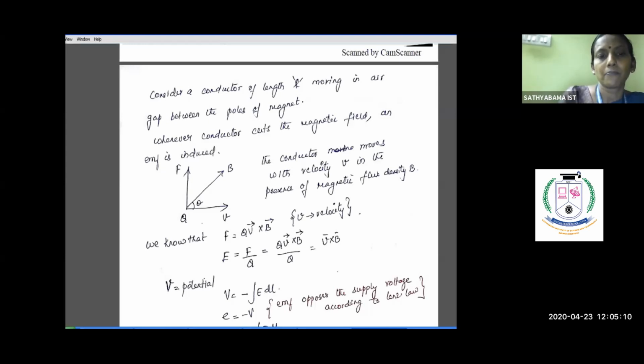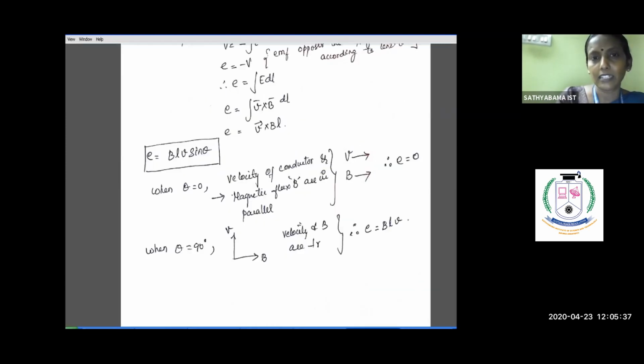Q stands for your charge. When the charge is moving with velocity V in the presence of magnetic field B, a force is developed. All three are perpendicular to each other. So I can write F is equal to QV cross B, as they are perpendicular here. F is nothing but QV cross B. This expression is substituted in the EMF equation. In the next step, you can see E can be substituted as V cross B into dl.